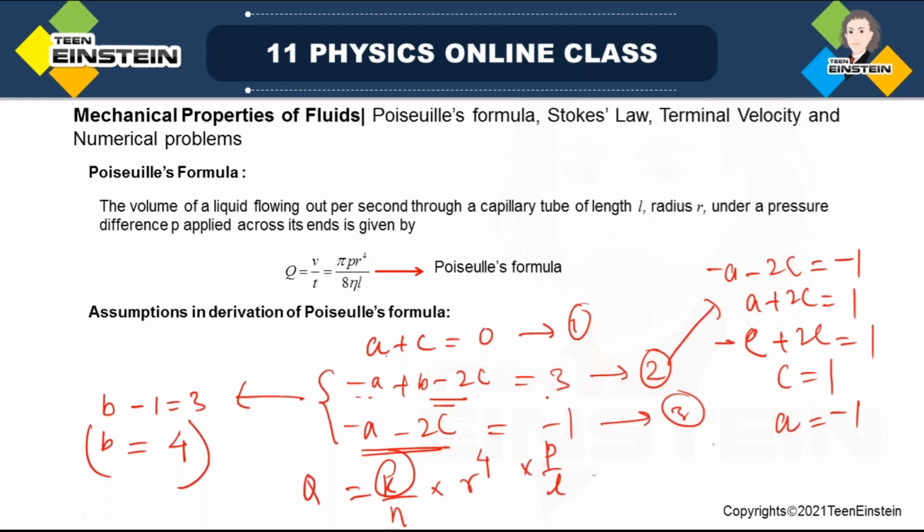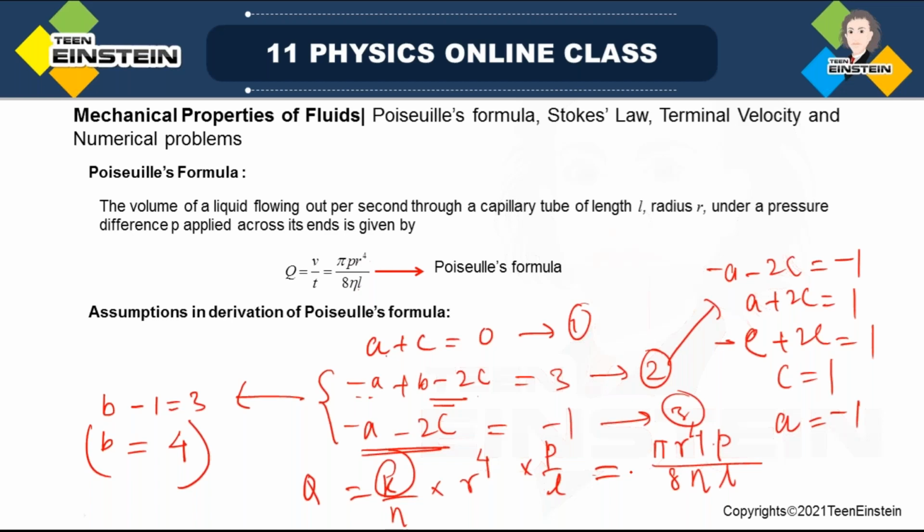Now this value of k is found to be pi by 8. So if we replace this value of k with pi by 8, then what we get? Pi r to the power 4 p divided by 8 eta L. So this is how Poiseuille's formula is derived.